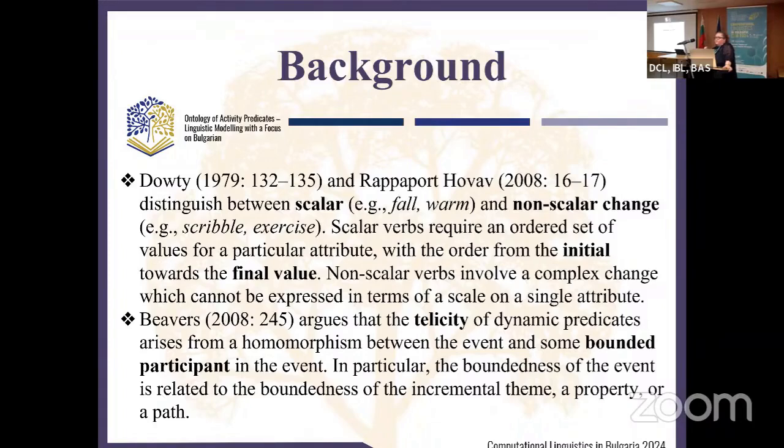So to be able to distinguish a verb, whether it's an activity or an accomplishment or achievement, some authors use this bounded participant in the situation, which basically says, okay, when the end of it is reached, then this is an end state, which means that it is implied in the structure of the sentence. So these verbs are telic. And we are looking for those that don't have this end state within the semantic structure.